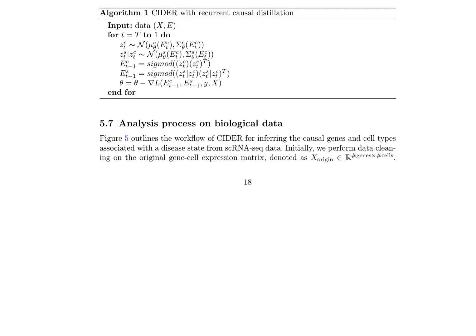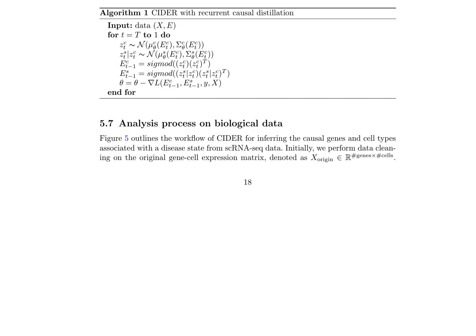The workflow of CIDER for inferring causal genes and cell types associated with a disease state begins with data cleaning on the original gene-cell expression matrix. The cleaned data is then used to infer causal relationships between genes and cell types. By integrating a graph autoencoder with a diffusion process in the hidden space, CIDER can capture complex interactions between genes and cell types, and infer causal relationships relevant to disease states. The model's ability to capture these complex interactions makes it a valuable tool for understanding the underlying mechanisms of disease states.